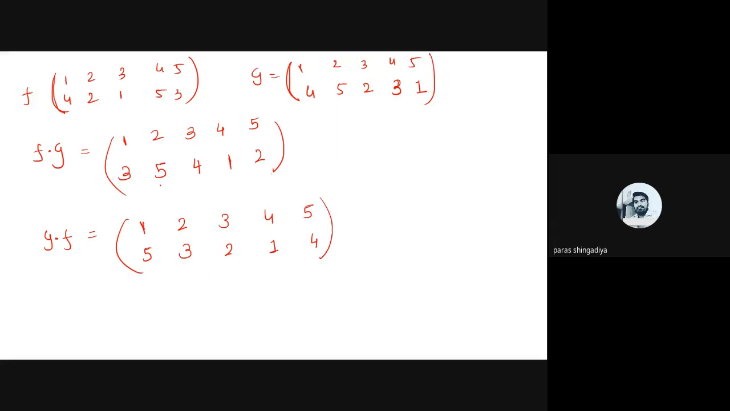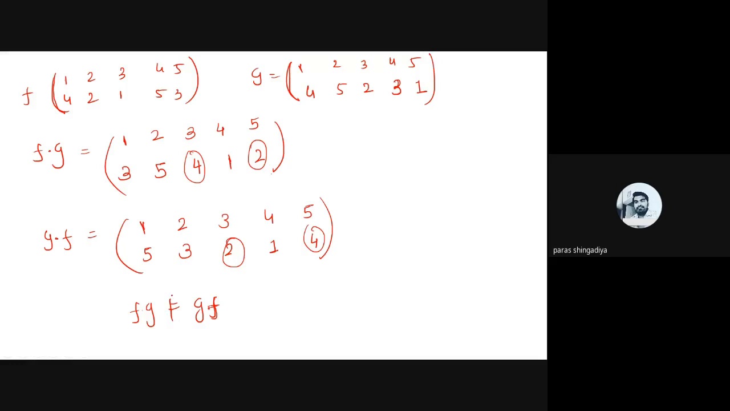They are not identical. The input values are the same in both cases, but here it is 3 5 4 1 2, and here it is 5 3 2 1 4. So they are not identical. The output of 5 in F dot G is 2 and here it is 4. The output of 3 is 4 there, and here it is 2. So they are not identical permutations. Here f dot g is not equal to g dot f.